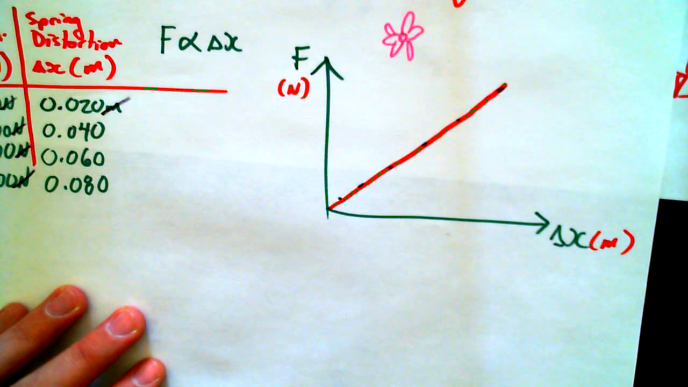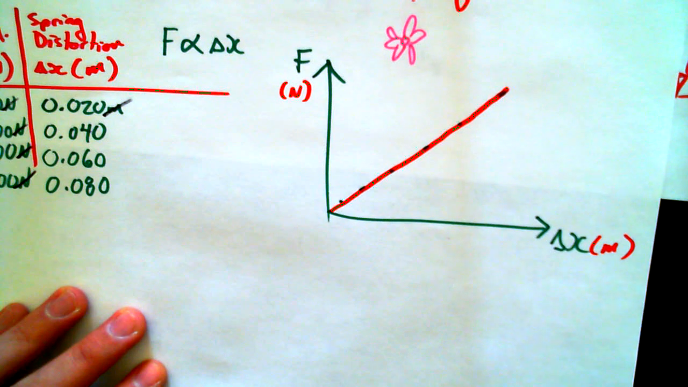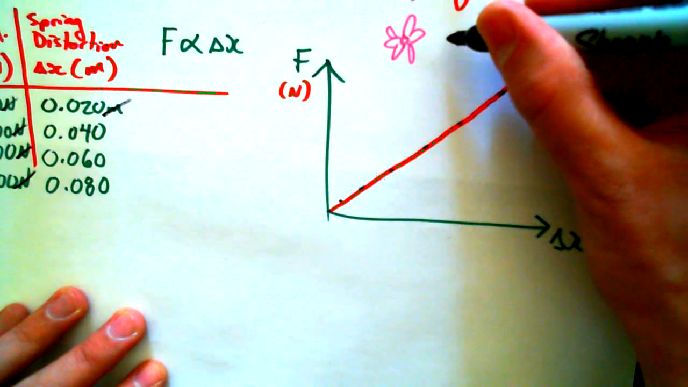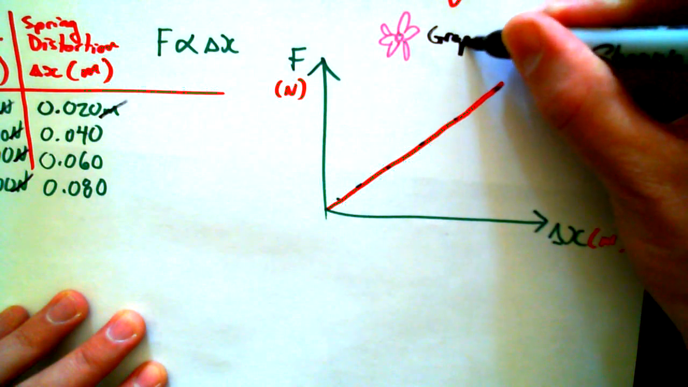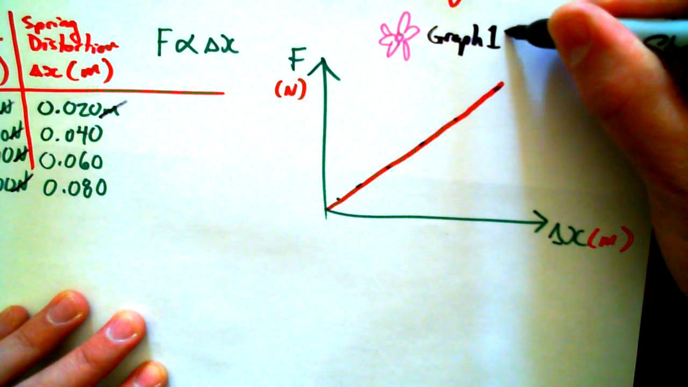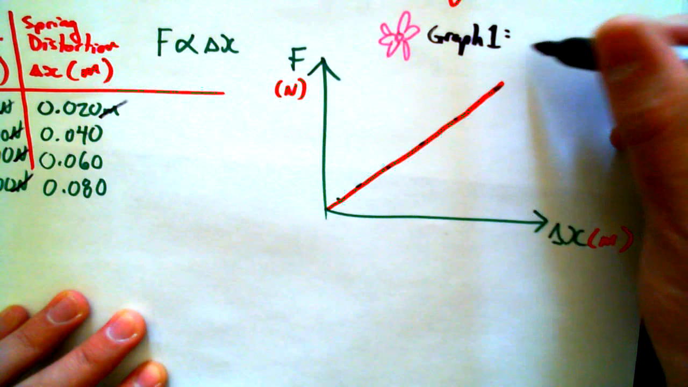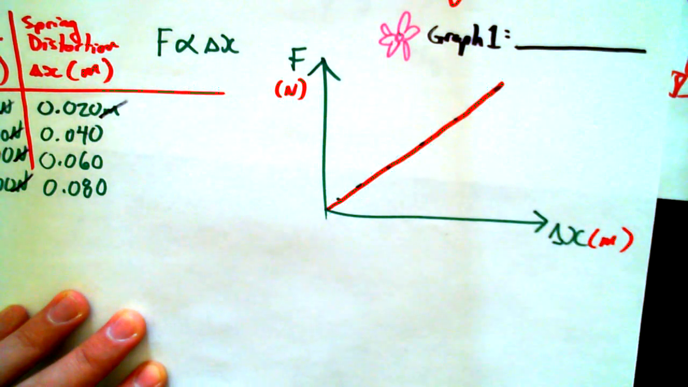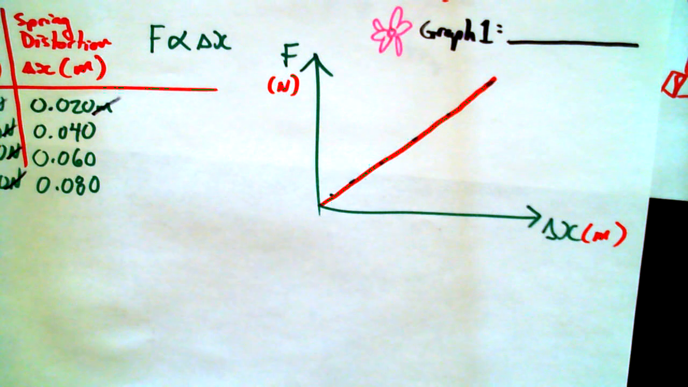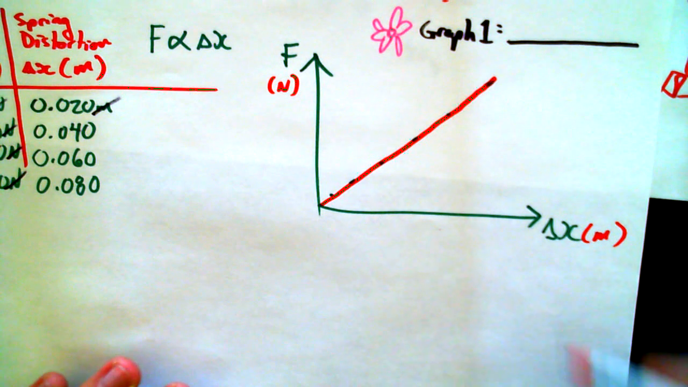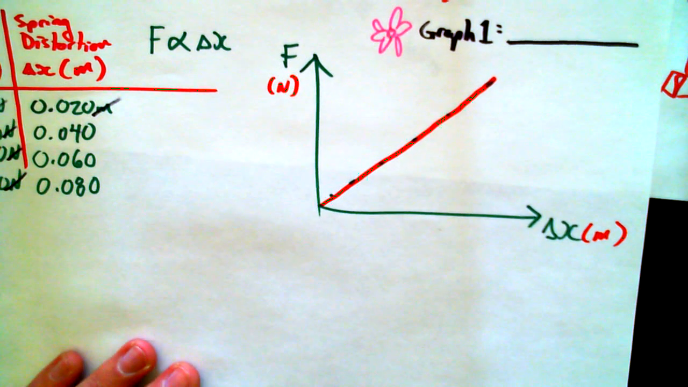Anyway, what you need to have for this, before I get into the analysis side of it, is a title. So you don't need the flower. But graph 1, it's the first graph I did today. So graph 1, and then some descriptive title. It might be very similar to the table title that you did earlier. Once I have the graph, though, I can do some analysis.